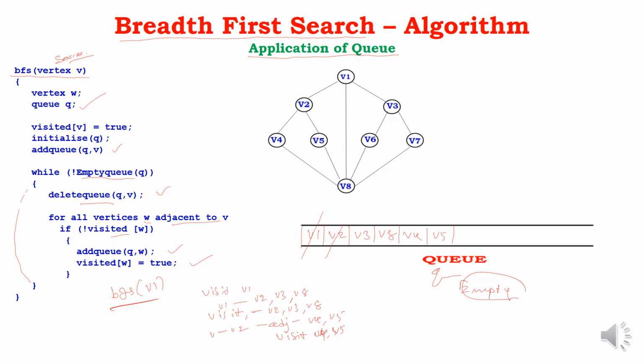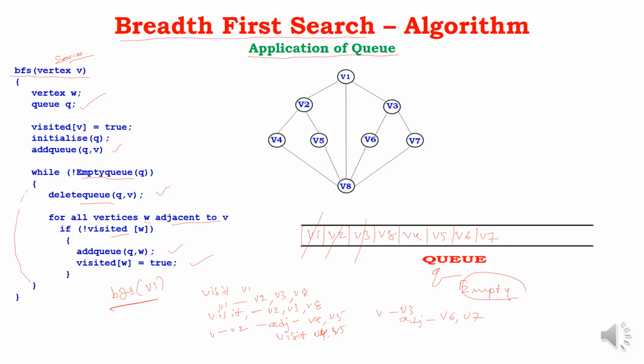Then again, while queue is not empty, yes, the queue is not empty. Delete once again. So now we remove one node, V3. It becomes V. For all vertices W adjacent to V, that is V3, what are the adjacent vertices? The adjacent vertices of V3 are V1, V6, V7. V1 is already visited. The unvisited vertices are V6, V7. If not visited, add to the queue. V6 is added. V7 is also added.